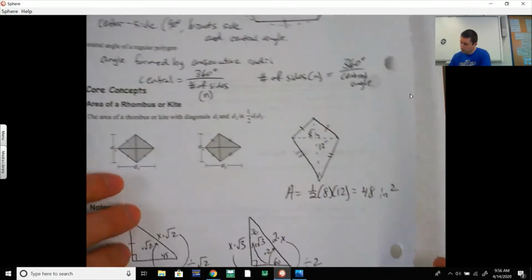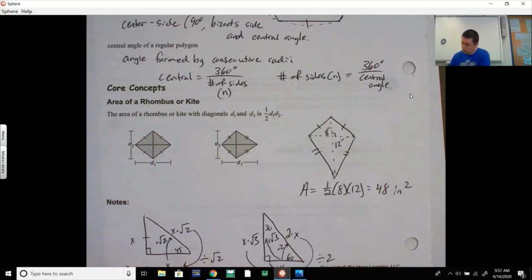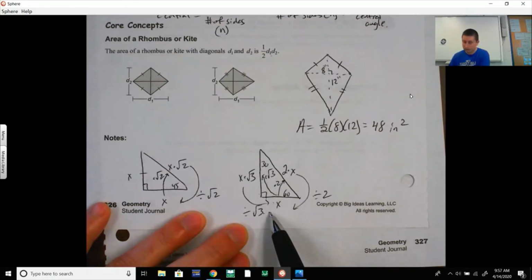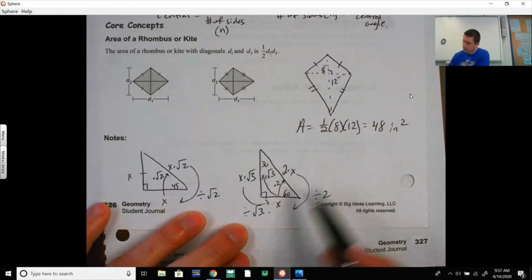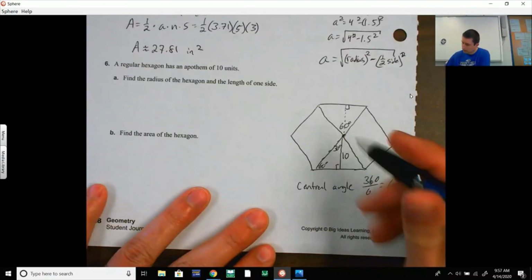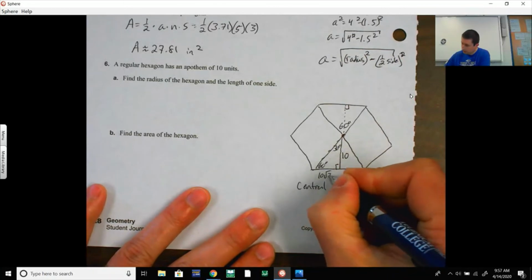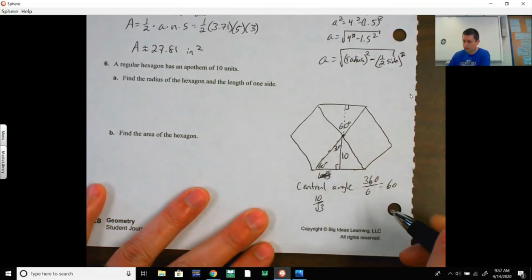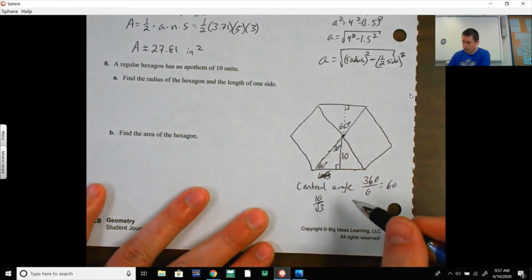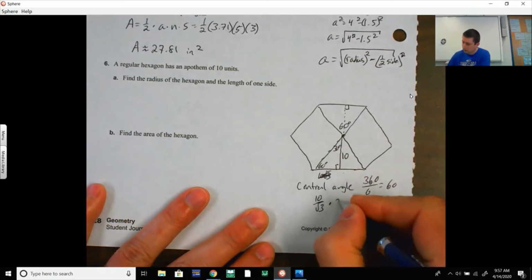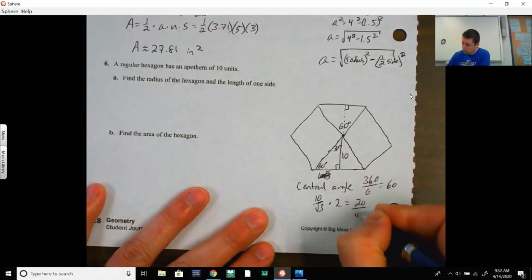If you want to find the short side of your triangle, you have to take this divided by the square root of 3, right down here. We know the long side, we have to divide by the square root of 3. So this is going to become 10 divided by the square root of 3. Okay? Now the length of one side is going to be that times 2, so times 2 gives us 20 over the square root of 3.